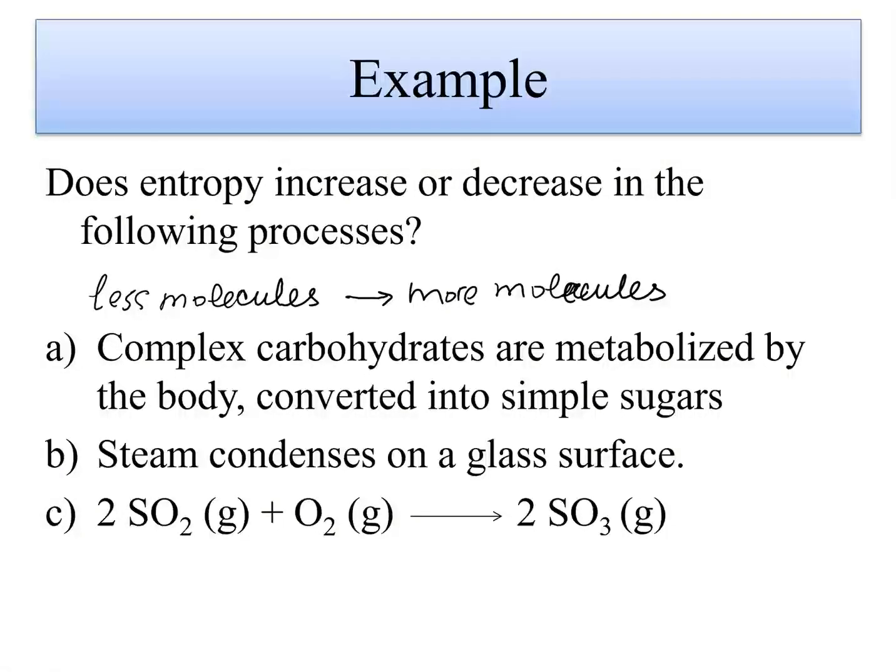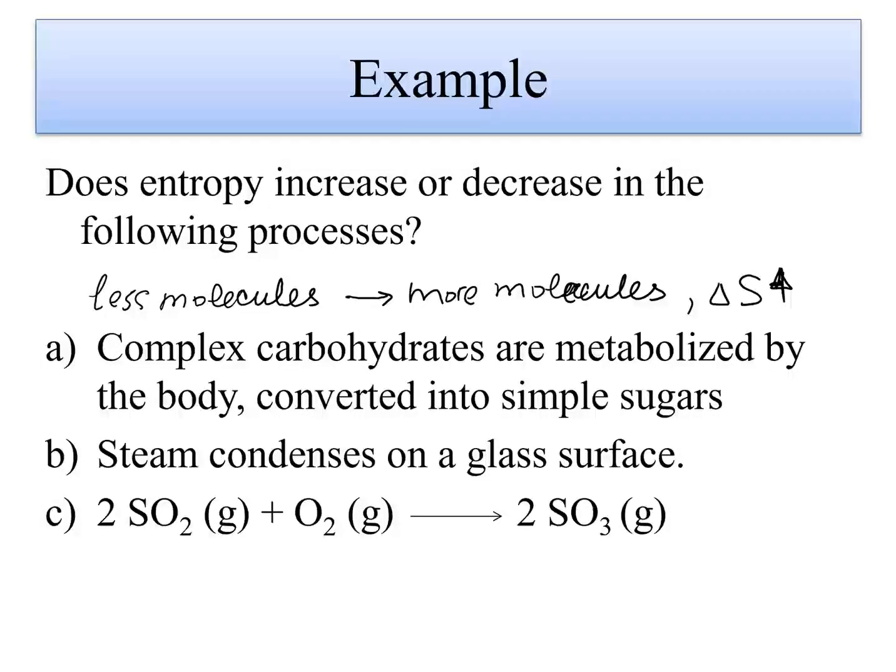because of the movement of these molecules. More molecules means more movement and more disorder. So the degree of molecular disorder increases, the entropy increases. Second question. Steam condenses on a glass surface.